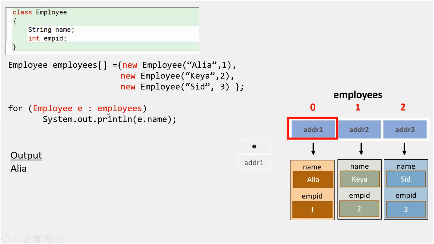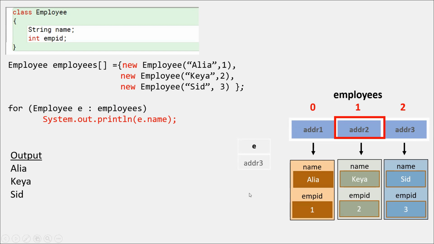Moving on, the loop continues. So again, we say employee E. So now this time, the loop will automatically move to the second element in the array, which is at index 1. Copy that over to the variable E. So E will now have address 2. Fine. And then when we print e.name, it will print Kia. And finally, for the third element, E will have address 3. And printing e.name will give Sid as the output.